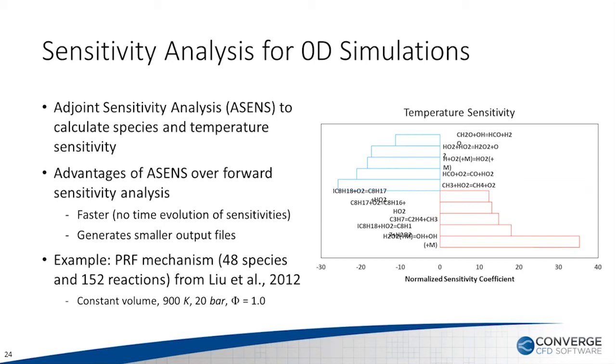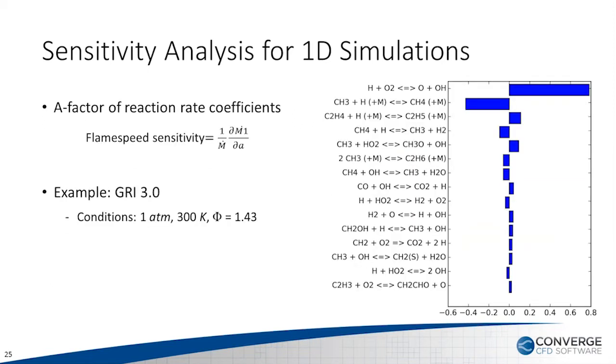On the right is an example for the PRF mechanism. We run sensitivity on the temperature, and the condition is constant volume, 900 K, 20 bar, and stoichiometric. We list the five reactions which are most sensitive to the temperature. The top 5 are most sensitive because they have negative sensitivity coefficients, so they are actually more sensitive to reducing the temperature. If the temperature increases, the red 5 reactions are more sensitive.